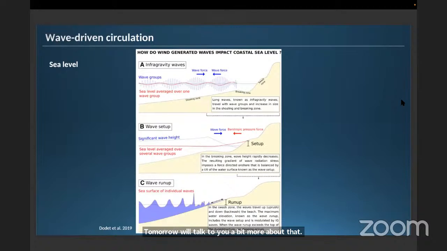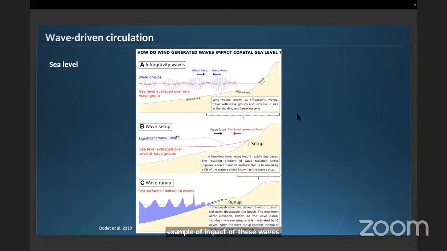So at the moment that waves arrive close to the coast, they obviously have an impact on the sea level. We talked about infragravity waves, so the fact that we have wave groups, and these wave groups will induce some force, and they will also generate a change, as I said, in the average sea level. So this is the first example of the impact of these waves.